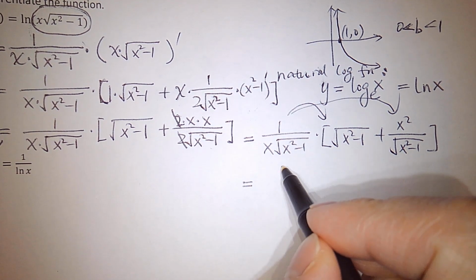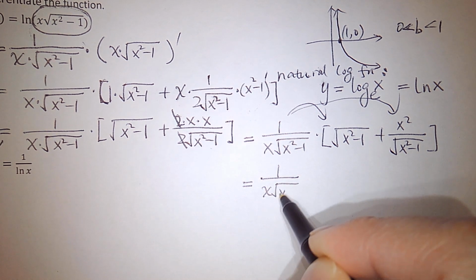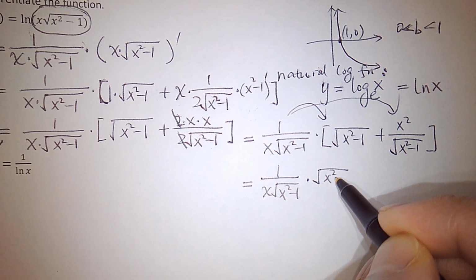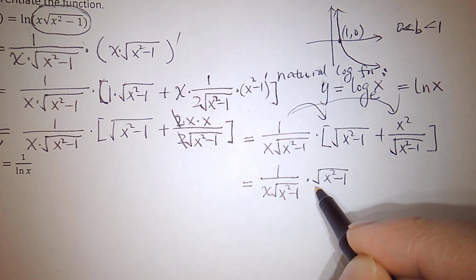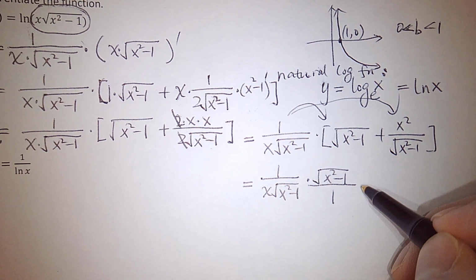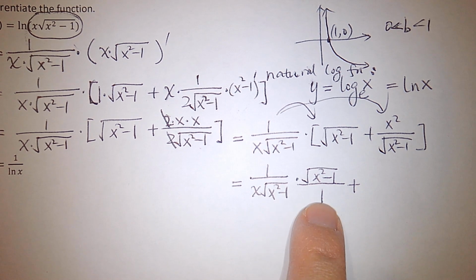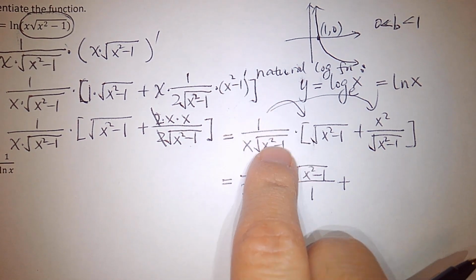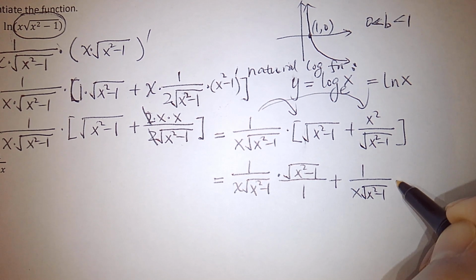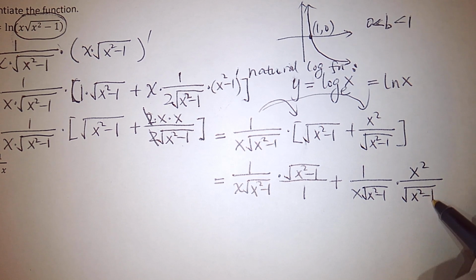First, let's distribute 1 over x times x squared minus 1 times by what? Square root of x squared minus 1 plus, then we distribute this thing, which is 1 over x times by square root of x squared minus 1 times by what? X squared over square root of what? X squared minus 1.